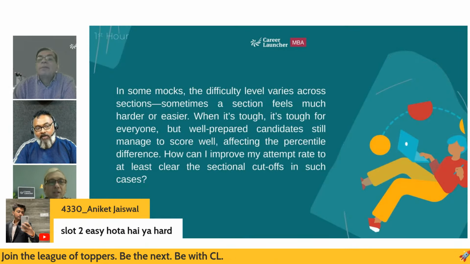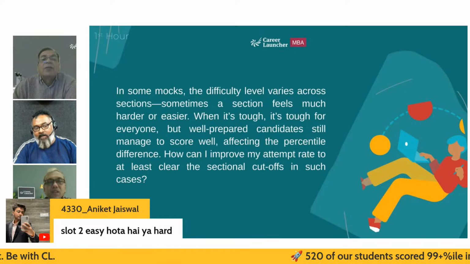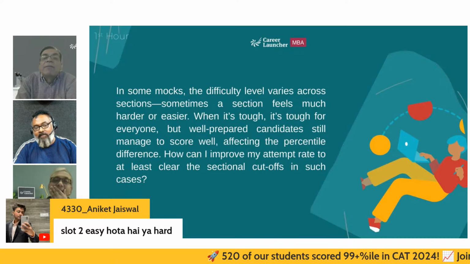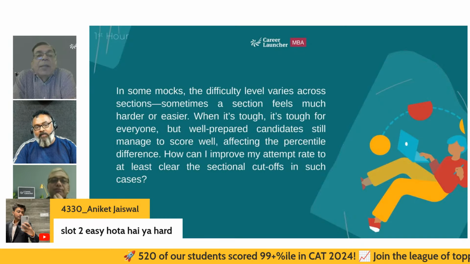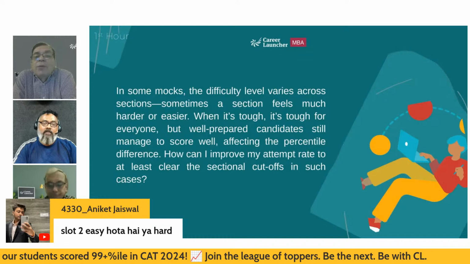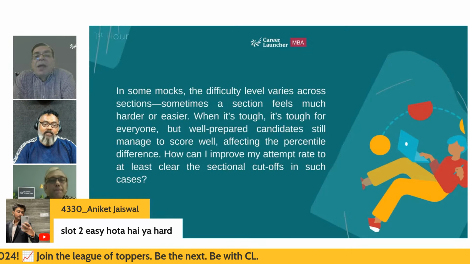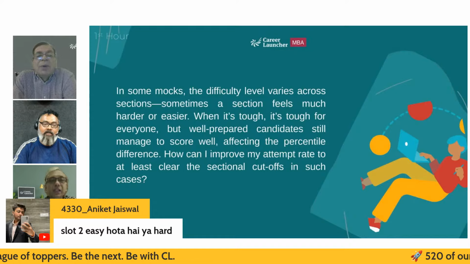So, yeah. So let's look at the question on the screen which we have with us. In some mocks, difficulty level varies across sections. Sometimes a section feels much harder or easier. When it's tough for everyone, but well-prepared candidates still... How can I improve my attempt rate in such a case? Okay. Yeah, what would you say, Nikunj?